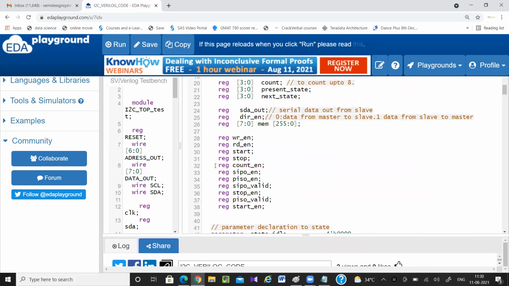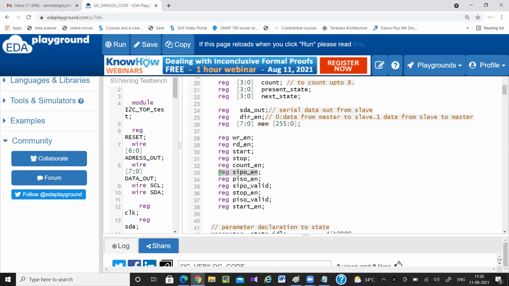This count enable means my count should not be enabled all the time. It should enable when I am in the address state, data write state or data read state, because there I need to count for 8 clock cycles. There will be a serial in parallel out, and a parallel in serial out. Whenever this enable signal is 1, only then will SIPO or PISO work, because I don't need them to work all the time. So it is a good thing: if you are taking any small blocks in your SoC, for each block you should take one enable signal.